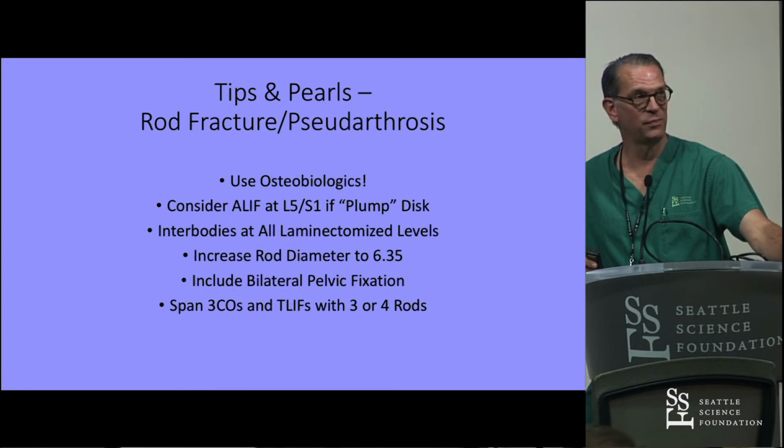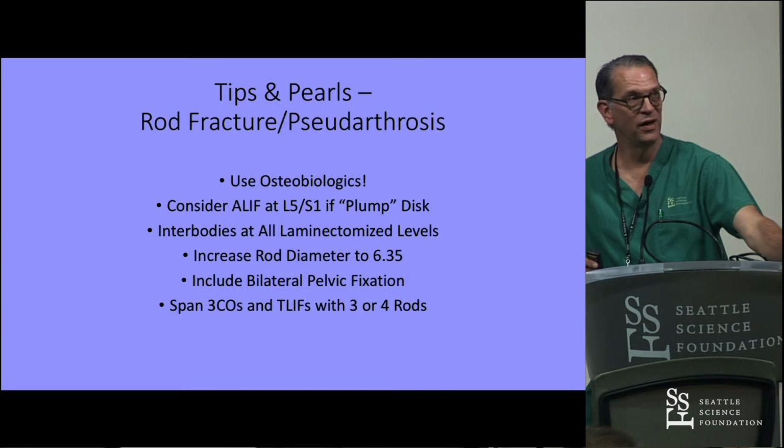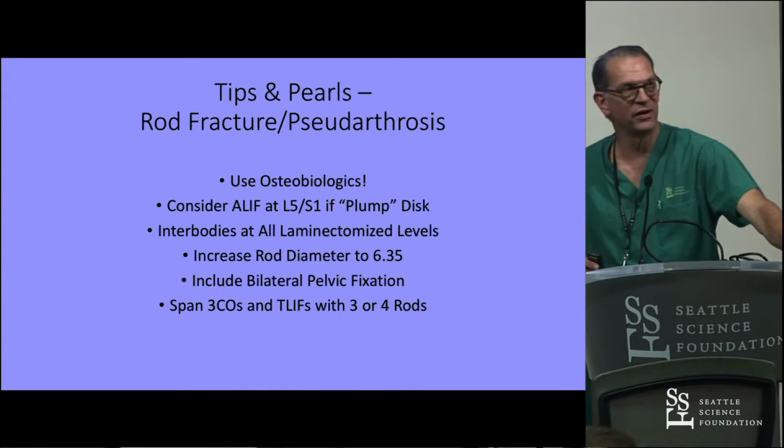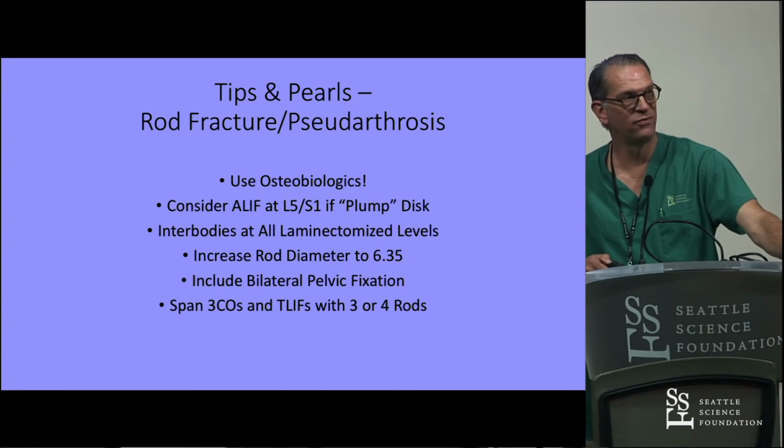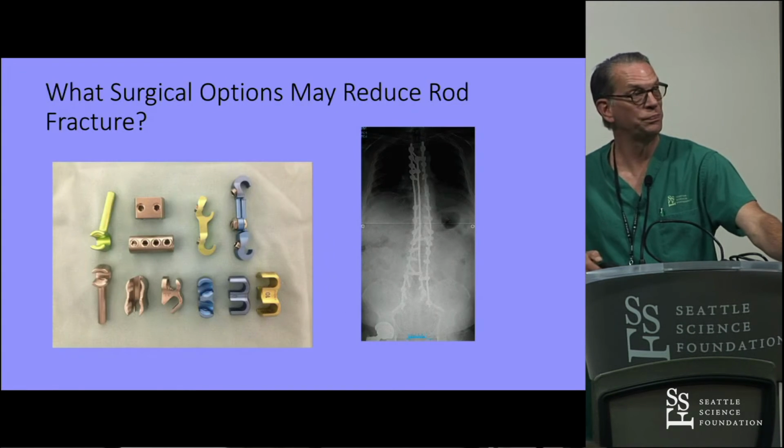And I've gone to spanning all 3-column osteotomies with at least 3, if not 4 rods, and the TLIFs the same way. So if we've taken a facet and back, I will span all of the TLIFs that we've done with a third rod, typically as an outrigger, and I'll show some examples of that. And Munish Gupta, again, I want to credit with the concept of outrigger rods for 3-column osteotomy closure.